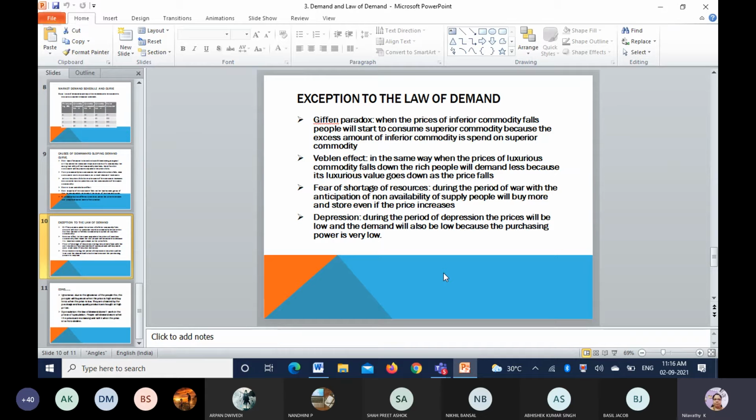and in economic terms, we call it the Veblen effect. The Veblen effect describes that luxurious commodities will not follow the law of demand, which states that when the price increases, people will demand less, and when the price declines, people will demand more. That doesn't happen for the luxurious commodity. That was explained by Veblen, and that's why it has been termed the Veblen effect.